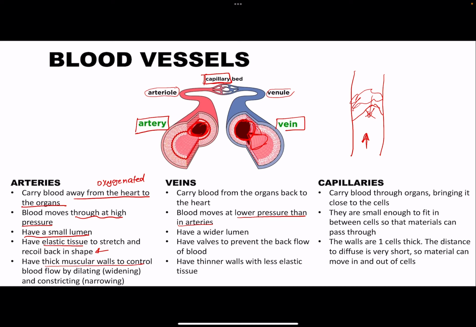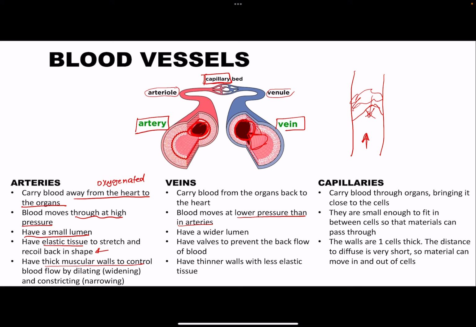Since most of the time our legs are the lower part of the body, if we did not have any valves, maybe gravity would take over and blood would pool more in our legs than return back to the heart. So the valves are there for that function, or for that purpose.